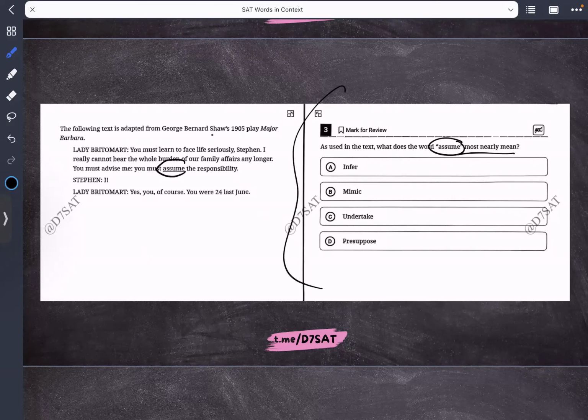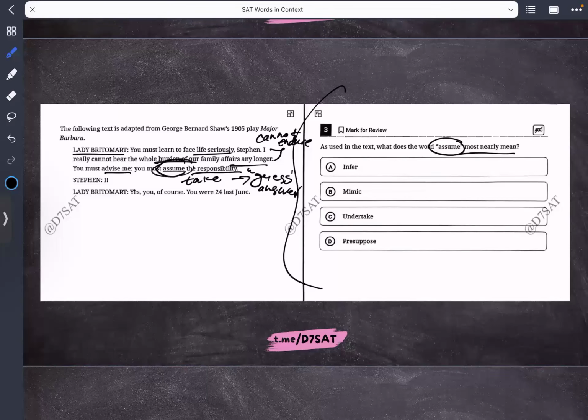Shaw's play Major Barbara. Lady Britomart says, "You must learn to face life seriously." This is in a serious tone. "Stefan, I really can't bear the whole burden of our family affairs any longer." So she is saying she cannot endure the burden of the family affairs. "You must advise me. You must assume the responsibility." Maybe "responsibility" usually goes with "take the responsibility," right? I have not looked at the options yet, but this is my guess answer.